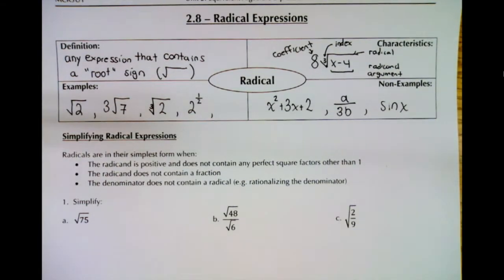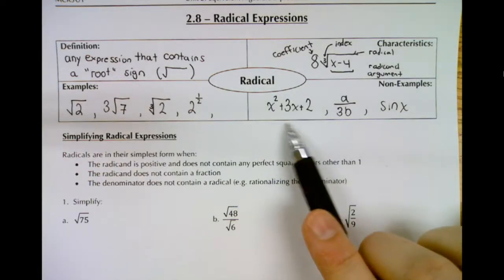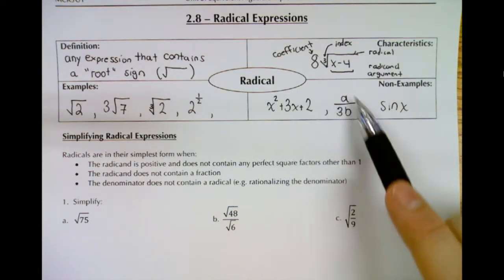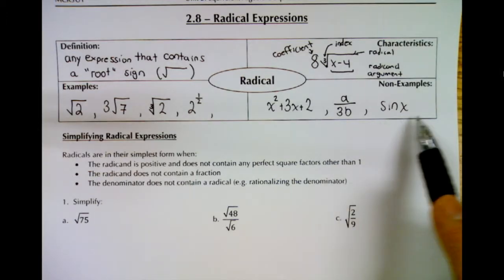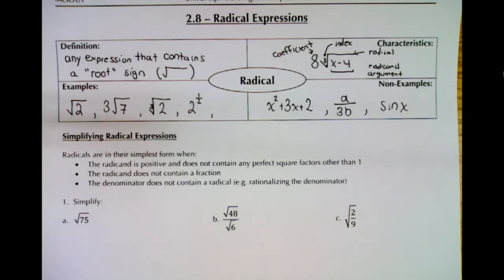Some non-examples are some things we've seen before. Polynomials aren't radicals, rational expressions aren't radicals, and trig functions like sine aren't radicals either. In this video, we're going to explore two things. We're going to simplify radical expressions to make them as simple as possible, and then we're going to multiply and divide them.